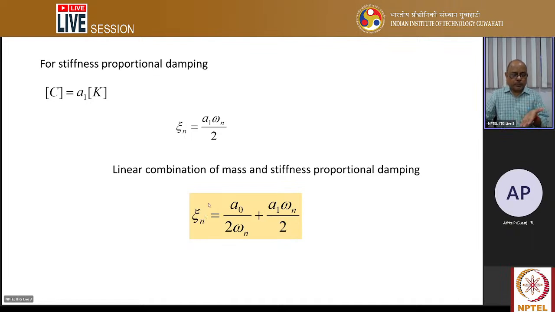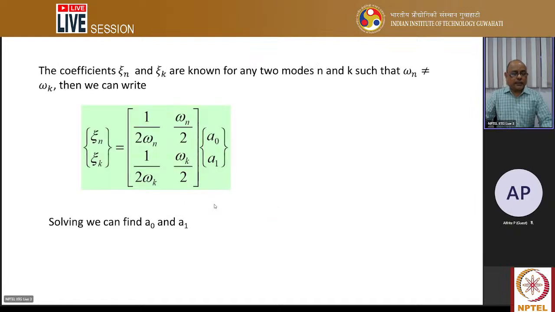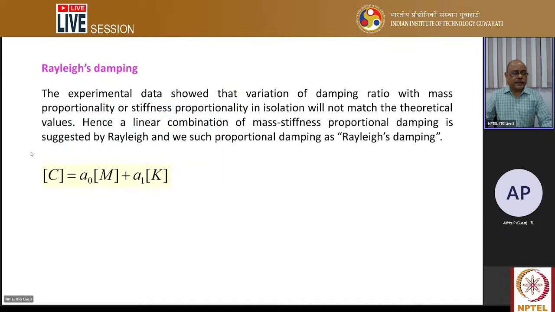So consider any, because two constants are here, so we require two equations to solve these two unknown constants. So consider any two modes, say first mode and second mode, or second mode or third mode, anything. Then you can find the constants A naught and A1. Once you find the constants A naught and A1, then you can find the damping matrix completely as a linear combination of mass and stiffness matrix. This type of matrix is known as Rayleigh's damping.